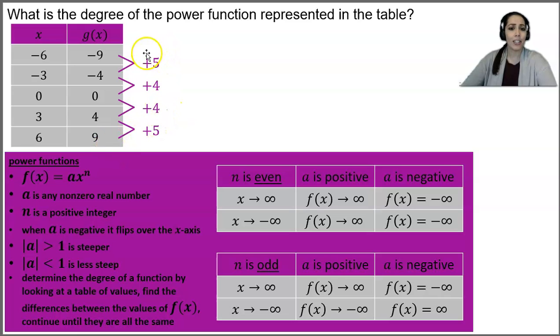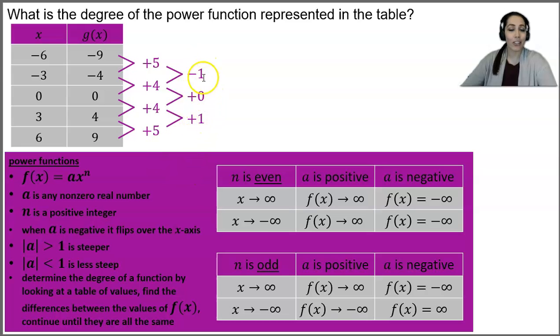Now, we're going to continue doing this until they're all the same. Notice how I have two 5s and two 4s. So I'm going to go ahead and find the difference between these values again, and I'm going to keep doing that until all the numbers are the same. So between 5 and 4, to go from 5 to 4, I would subtract 1. 5 minus 1 is 4. 4 plus 0 is 4. And 4 plus 1 does equal 5.